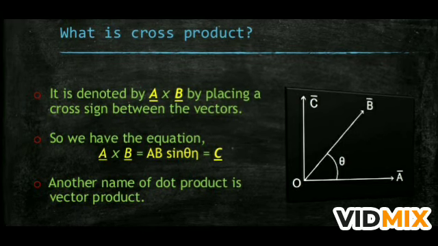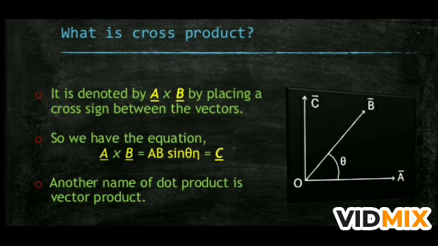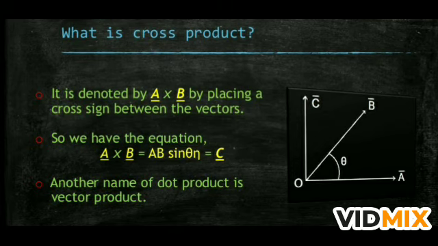Another name of the cross product is vector product. So the dot product is known as scalar product, and the cross product is known as vector product. In the place of dot you write here cross. Another name of cross product is vector product.